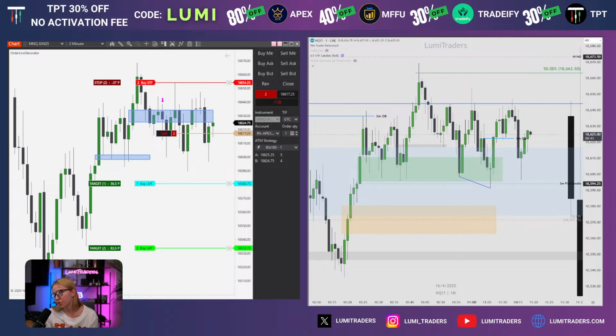If you're looking for long, I would say New York Midnight Open will be the target. Yes, keep going higher. Yeah, this week is choppy, so I highly recommend to trade with smaller size. That's what I do.